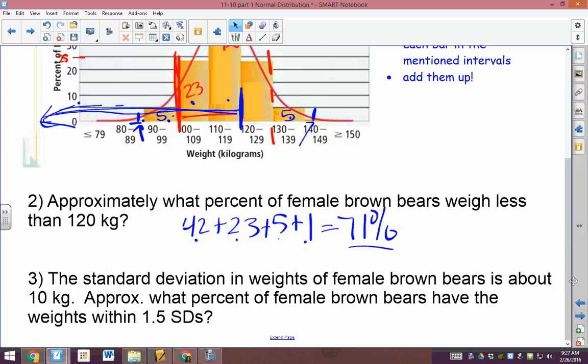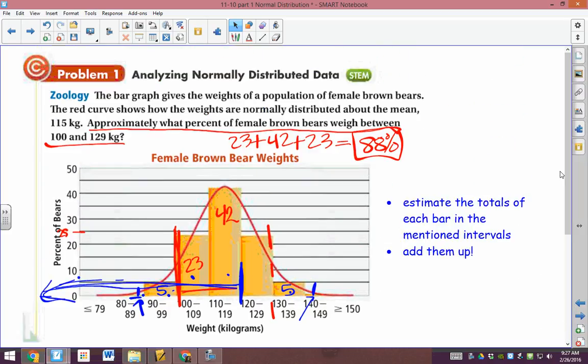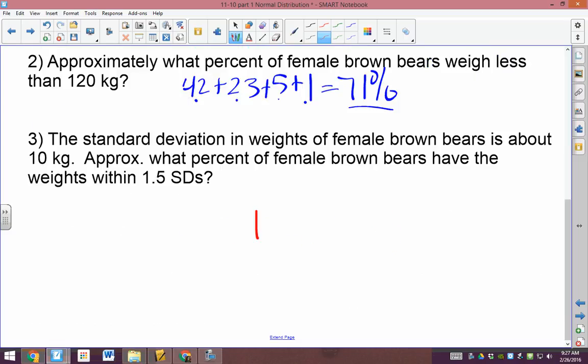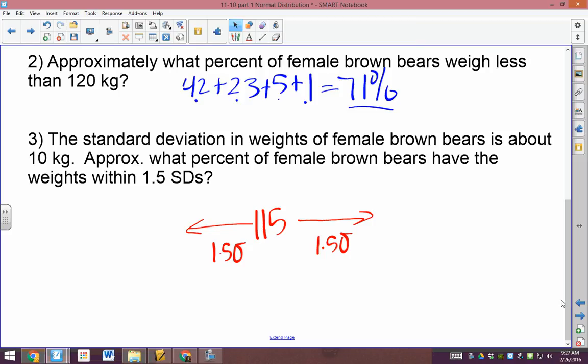I am going to scroll back up briefly so that you can see. We were told the mean. The mean for brown bears is 115, so remember that's supposed to be smack dab in the middle of our curve. So 115, 1.5 standard deviations in each direction is what we want to find. And then we'll use those estimated percentages from the bars to come up with that. So 1 standard deviation, they told us, is 10 kilograms.